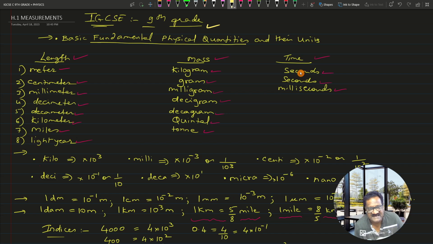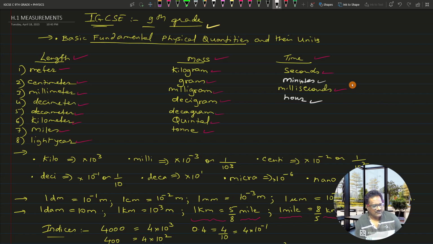Let us come to the third fundamental physical quantity, and that is time. Time is measured in seconds and in milliseconds. Of course, it can be measured in hours also, and in minutes also, but the fundamental units are seconds or milliseconds. Is that clear? I don't know why I've written seconds two times here. It should be seconds, minutes, and then hour, and milliseconds as well. So I'll just make that correction.